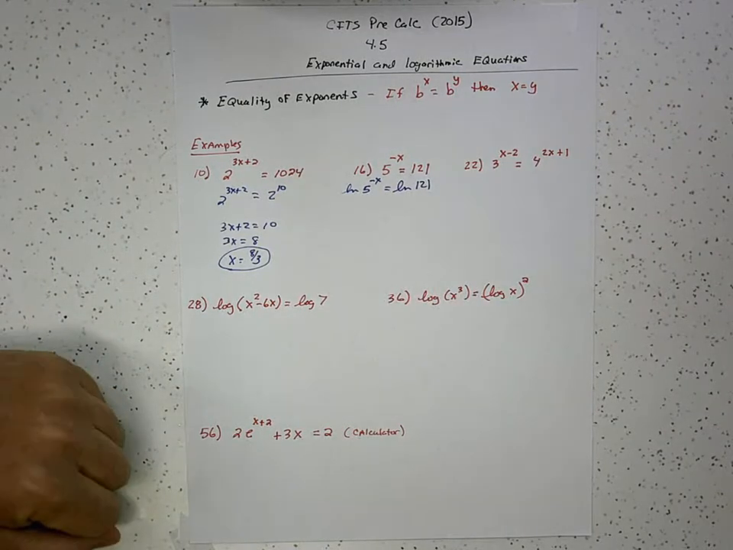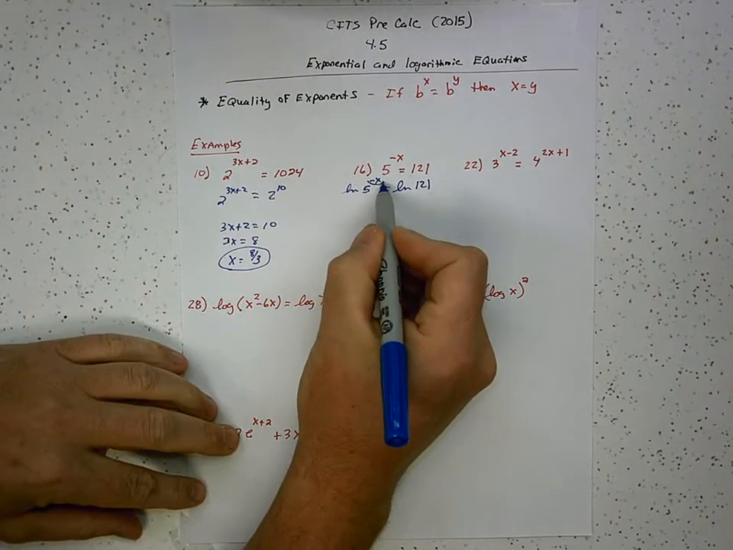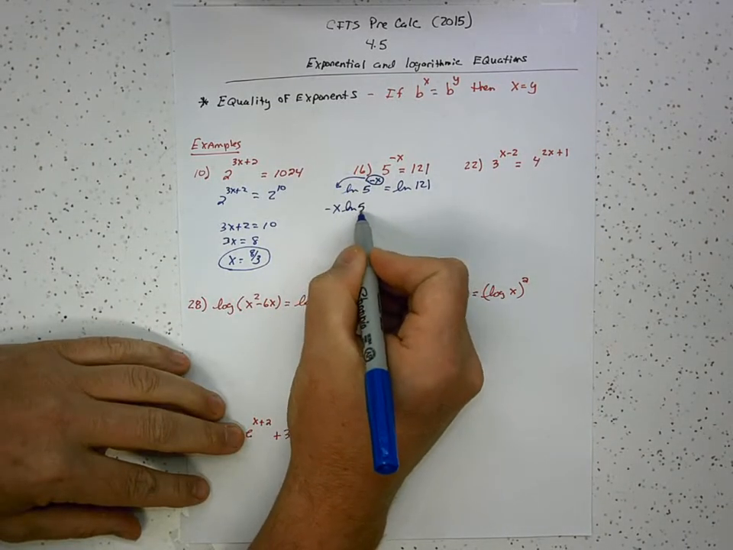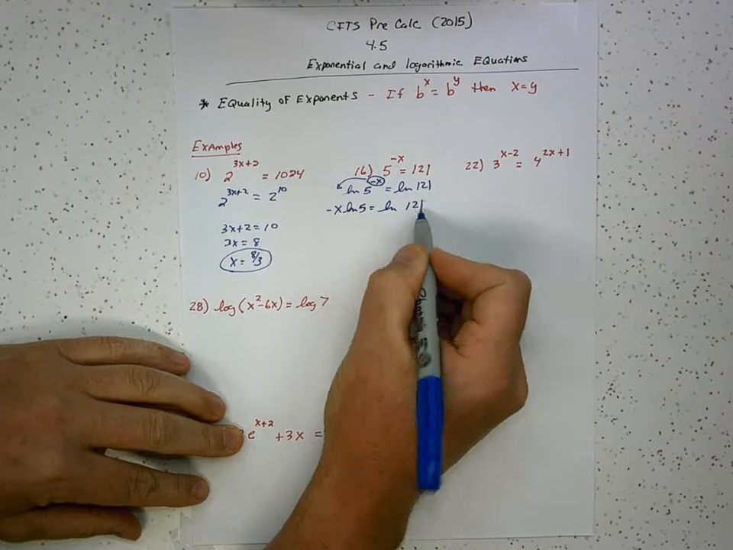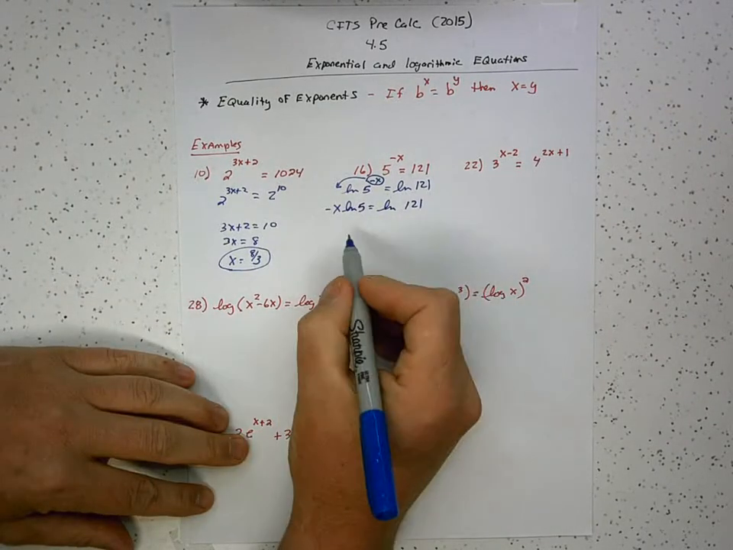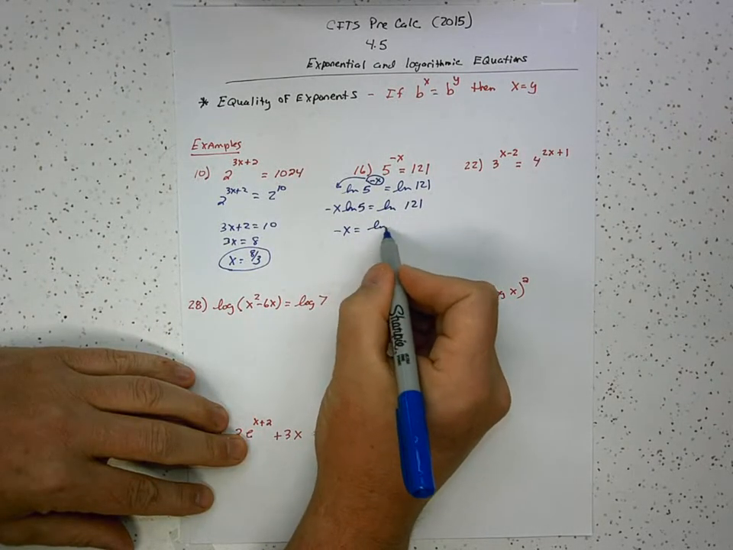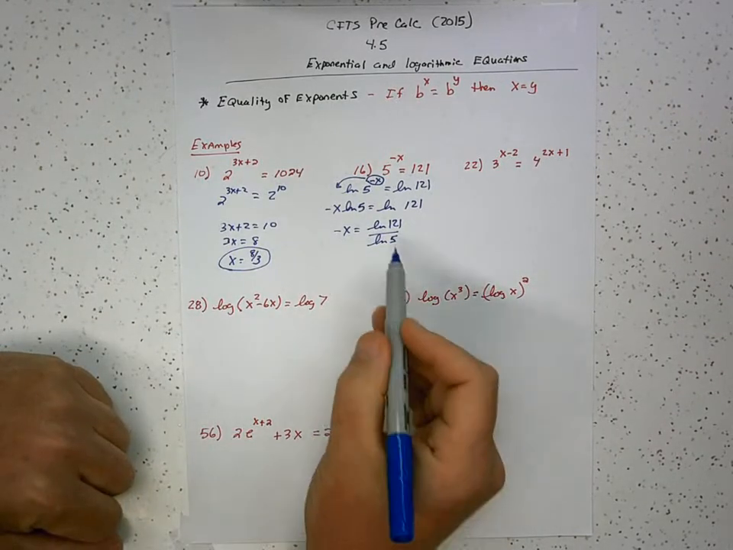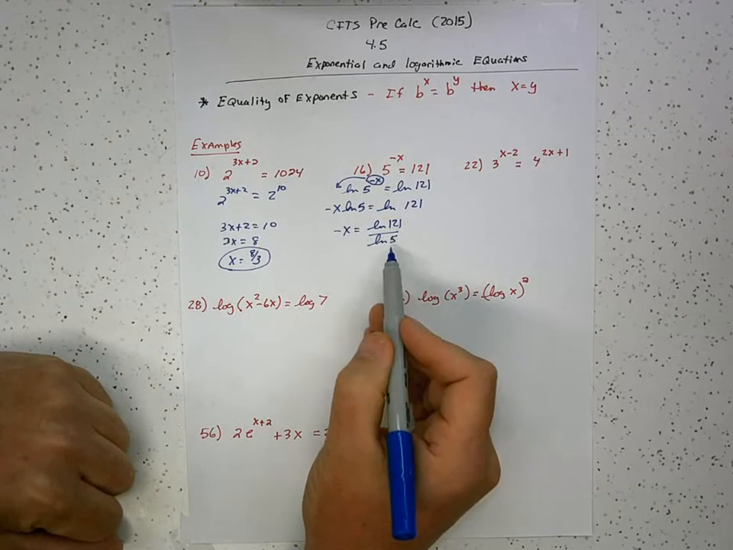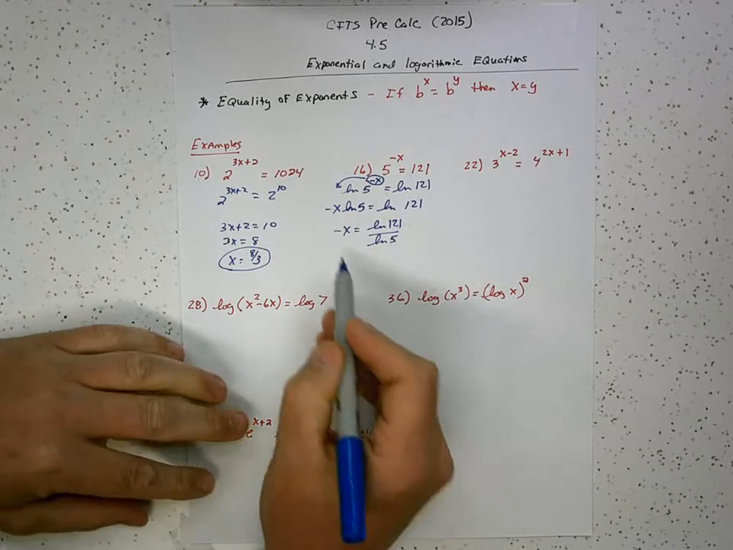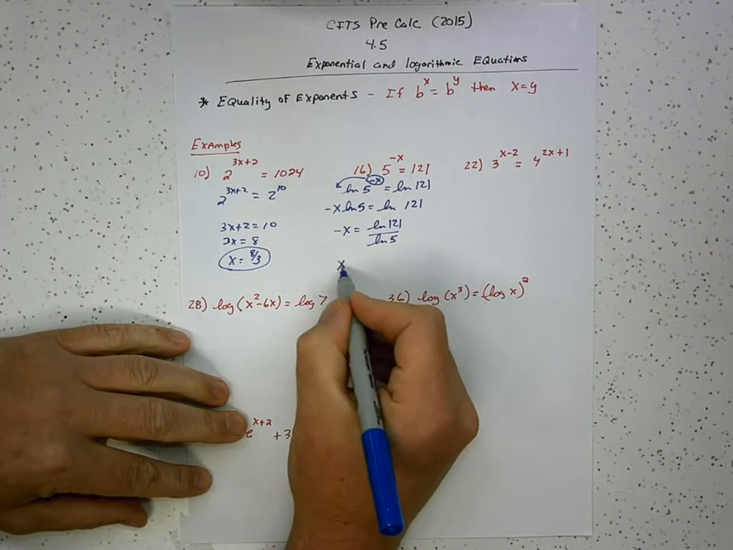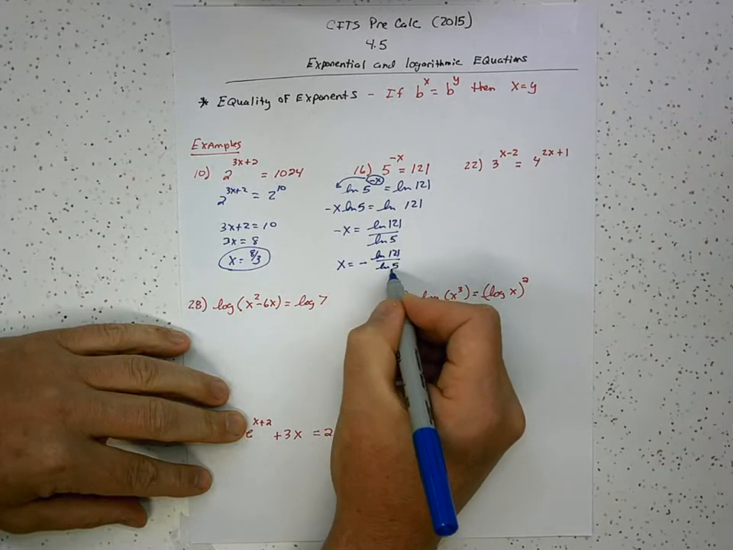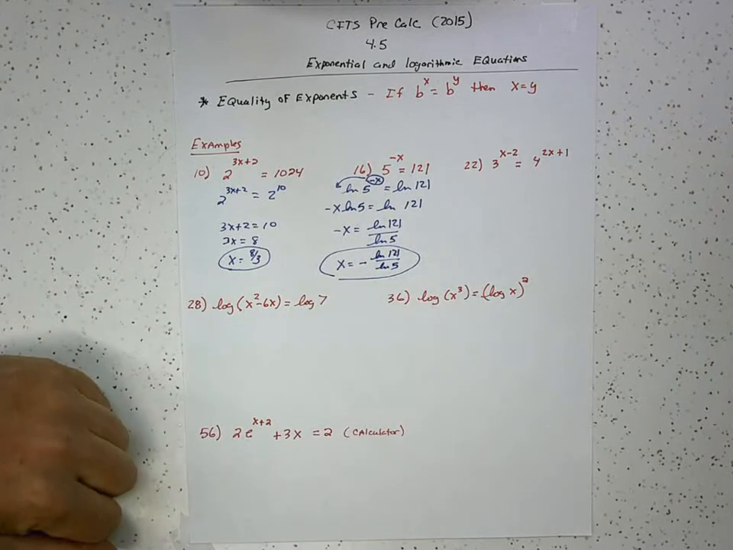Now I can solve it out using my rules for logarithms. I can move this negative x in front, and divide by the natural log of 5. Now remember, that is not the natural log of 121 over 5. It's 2 different logs. Now I divide by negative 1, and I have it in a calculator-ready form.